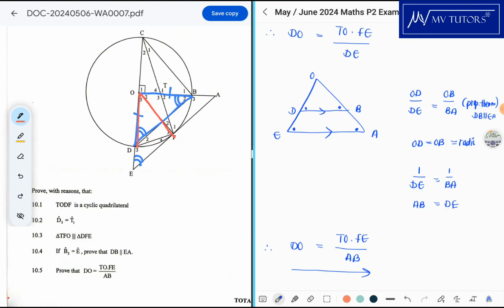And we are done, ladies and gents. We are done. Paper 2 is done. Now I need to look at physics paper 1. But yeah, this is it.